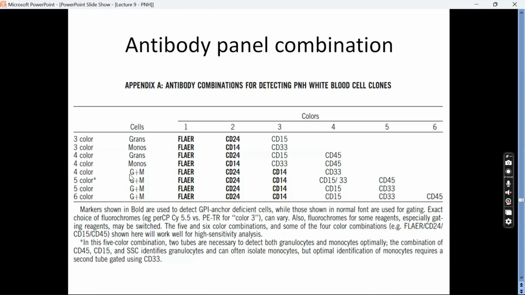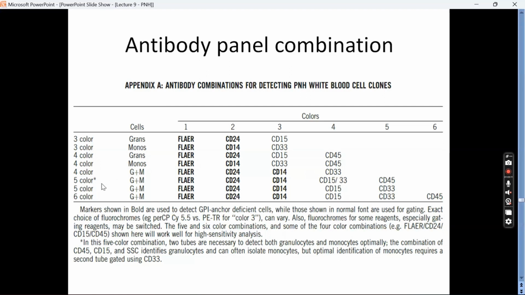Or if you want to finish the assay in one tube where you include all the markers for granulocytes and monocytes, then you need to compromise on CD45. You need to have only CD33. With CD33, the bright population you take for monocytes, and the population which is positive but not bright has to be taken for granulocytes. And then check the respective population for CD14 and FLAER for monocytes and CD24 and FLAER for neutrophils, which I will not advise because CD45 is not there.